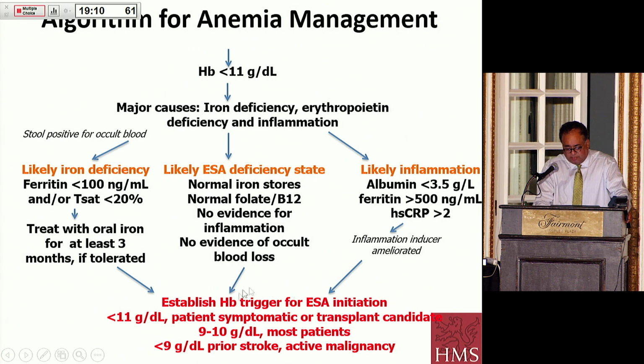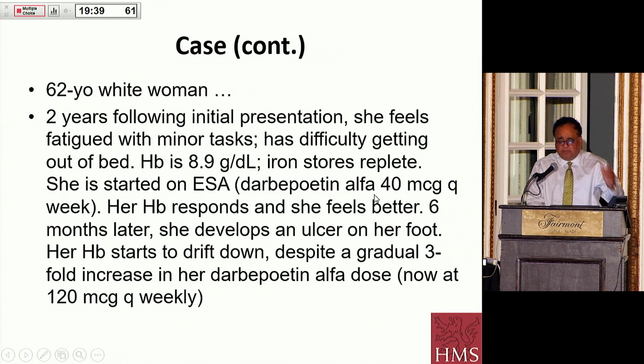And so you do treat them using the trial data that I shared with you before, and get them started when their hemoglobin dips below 10, somewhere between 9 and 10. Usually they're tired at that time and a little bit more fatigued, and I'll get them up to between 10 and 11. For likely inflammation, I look for what the causes of inflammation are. Is the albumin low, is the ferritin very high, is the highly sensitive CRP high, and I try to ameliorate their inflammation.